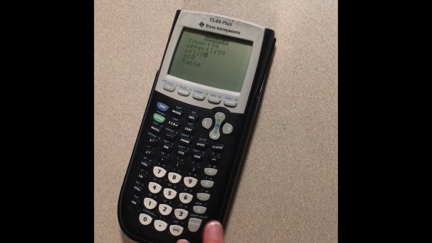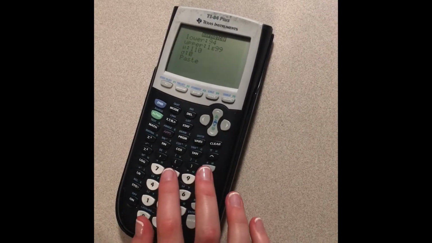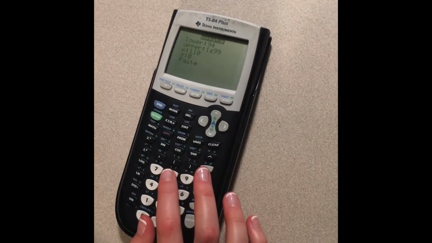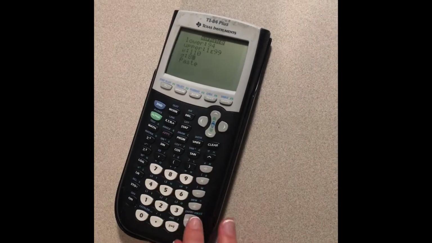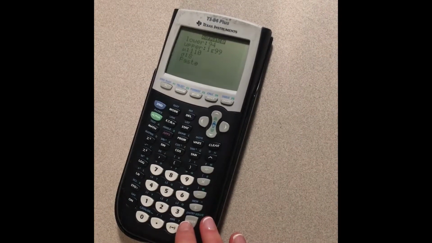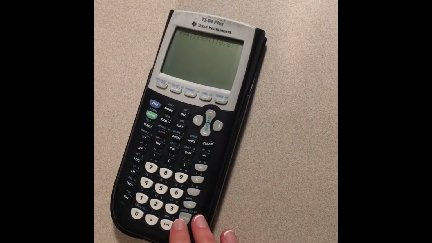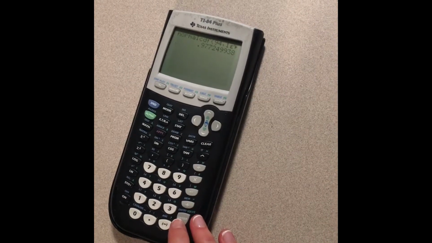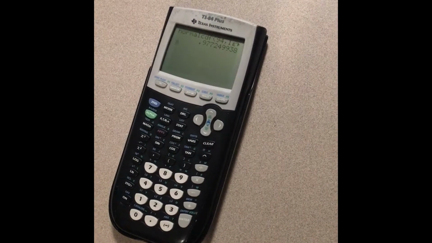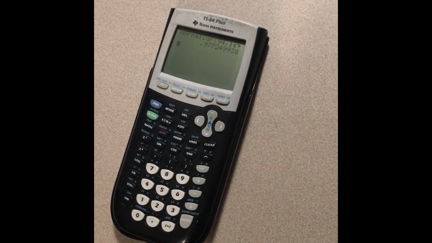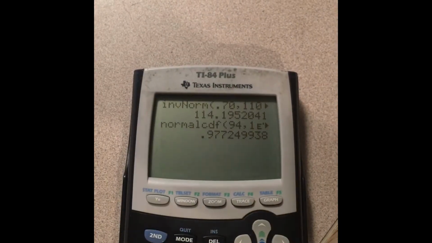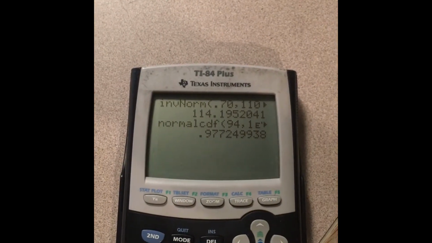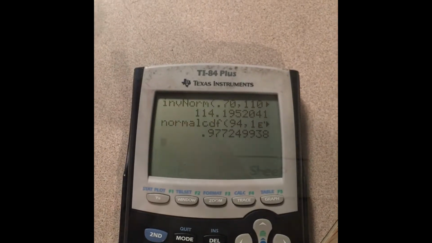The next value is a symbol that looks like an M, and it's called mu. This is another symbol for the mean, so we plug in 110. The last symbol in the calculation is the one described earlier in the video that stands for standard deviation, so we plug in 8 because that was given at the beginning of the problem. After plugging in all these numbers, press enter twice and an answer will appear as 0.977249938, which rounded to 3 sig figs gives us an answer of 0.977.